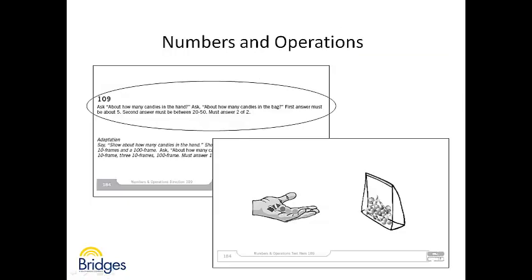Here's another example from the numbers and operations subtest. You would ask the student about how many candies in the hand, about how many candies in the bag. The first answer the student gives must be about 5, and the second answer must be between 20 and 50. The student must answer 2 out of 2 questions.